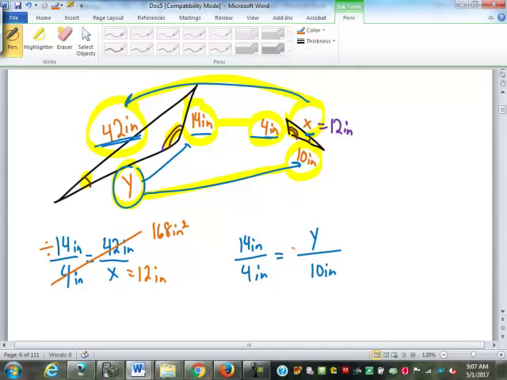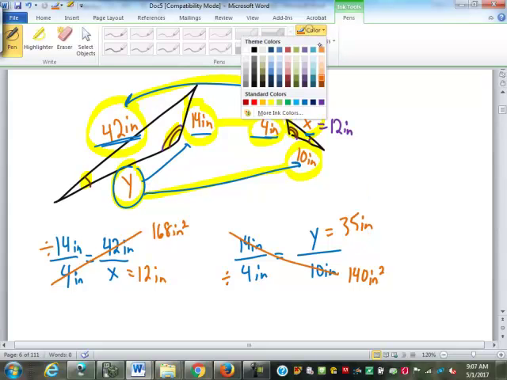So we will cross multiply. 14 times 10 is 140. Inches times inches is inches squared. Divided by 4 inches is going to be 35 inches. So y is 35 inches.